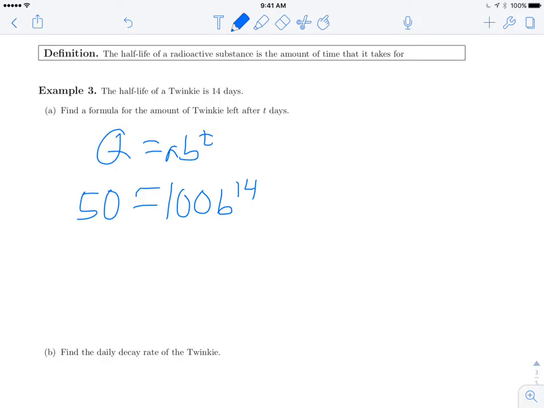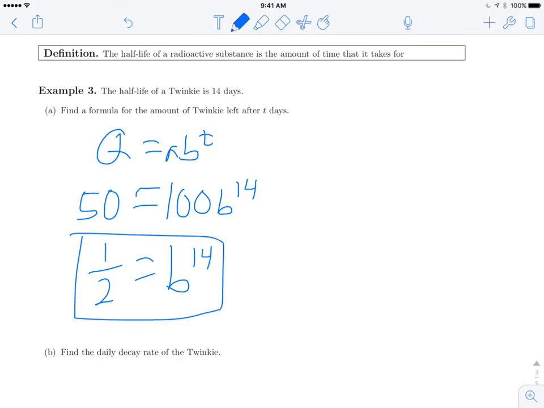So we're going to divide by 100, and guess what? We get a half. Why? Because we're finding the half-life, and no matter what number I used for A, I was going to get a half when I did that first step. A lot of you might remember that when you're finding a half-life, you just do 1/2 equals B to the however many of the time period you're talking about, like 14 in this case for 14 days, and then go from there. Now we're going to take the 14th root of a half, and we'll get an approximate answer here.